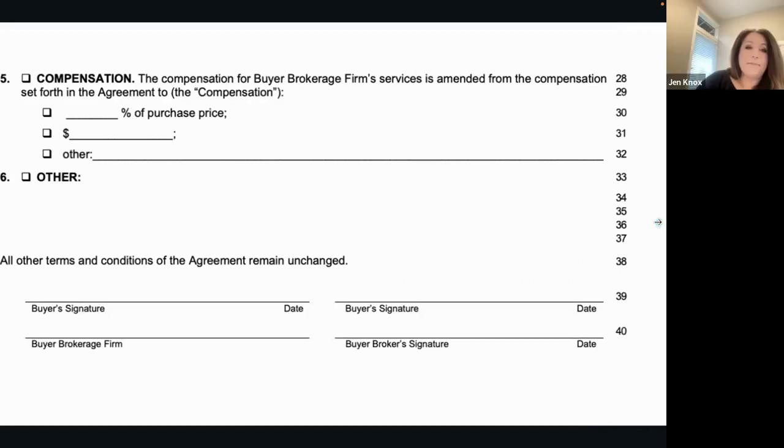And then the Northwest MLS does have a space for the compensation if it needs to be altered, as well as other. And if anybody has anything that they've ever written in the other category, I would love to hear some of those other terms that didn't necessarily get touched on in these forms. I feel like they're pretty inclusive of everything that can be changed. But if there is something that's other, it goes in the other column.